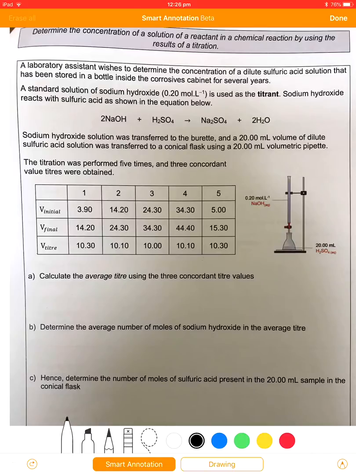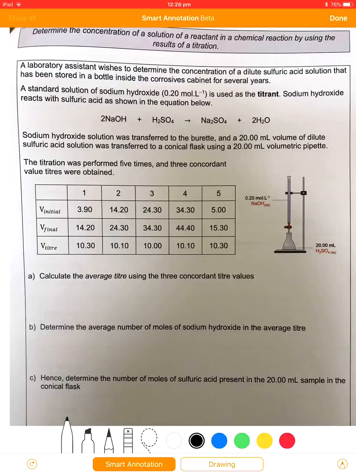Alrighty, titration was performed 5 times and 3 concordant titres were obtained. So what does concordant mean? It pretty much means that all of our results agree with each other. In terms of titration, it's normally that they're within 0.1 of a millilitre. But just think of the word concur. Concur means to agree, so concordant means the values are the same, they agree with each other.